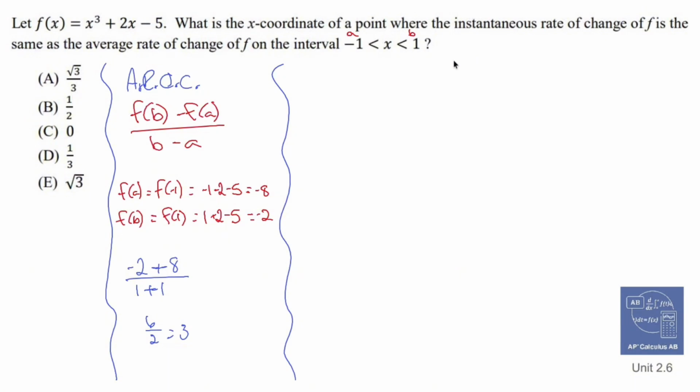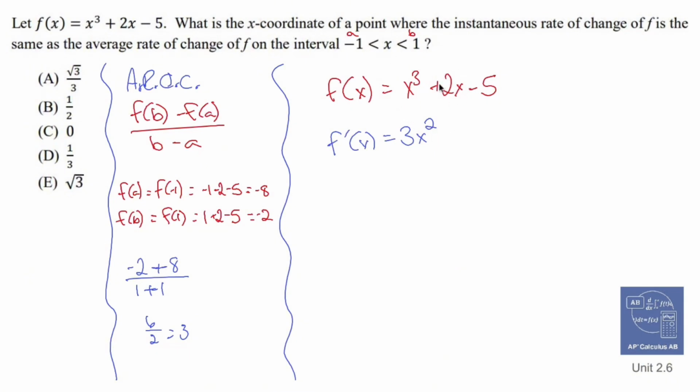Instantaneous rate of change is the derivative. Now, I'm not going to use the definition of the derivative because I now know the power rule. So I'm just rewriting f of x equals x cubed plus 2x minus 5. I'm going to take the derivative of that using the power rule. So drop down the 3, subtract 1 from 3, and that's what the derivative of x cubed is.